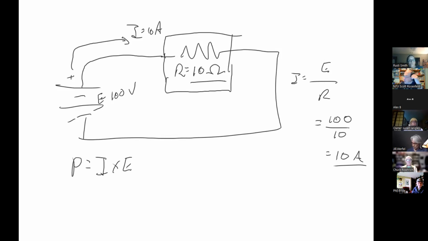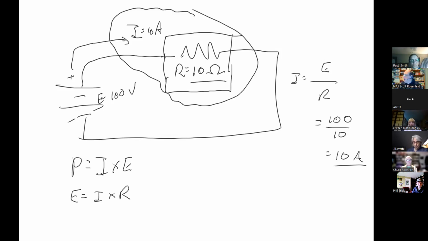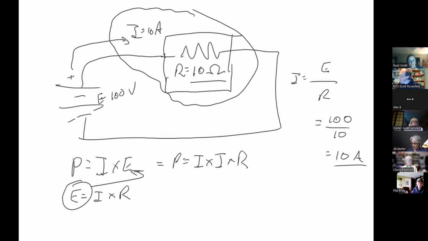And we have P equals I times E, and E equals I times R. Well, let's look at this here. What do we have? We have I and R. Okay, well, if P is equal to I times E and E equals I times R, we're going to substitute that in, and we get P equals I squared R, which is equal to 10 times 10 times 10 ohms, which is 1,000 watts.